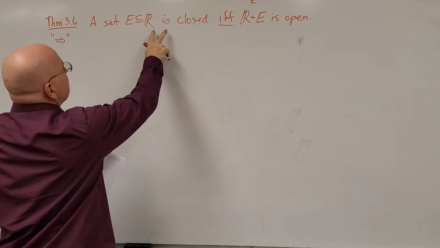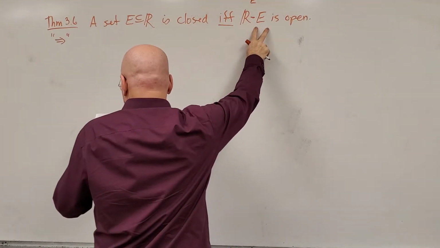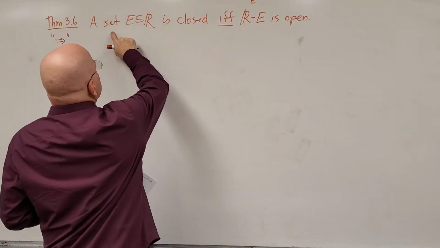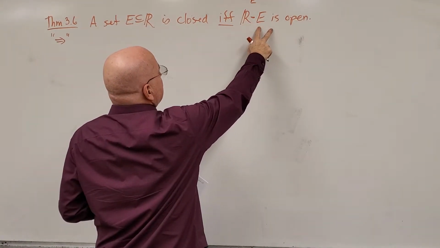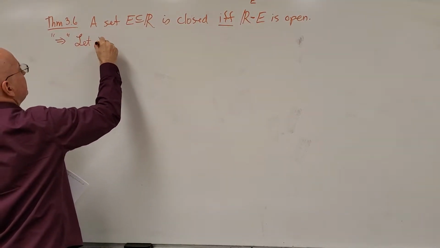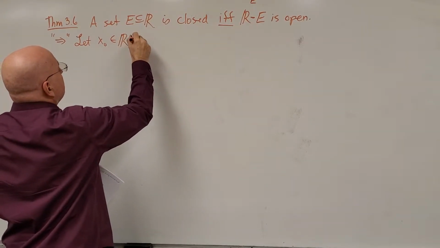We're going to assume that it's closed in order to prove that the complement is open. So how do I prove that something is open? We're assuming this is true. How do I prove this is open? Well, you start off by saying, give me a point in that set, R minus E.